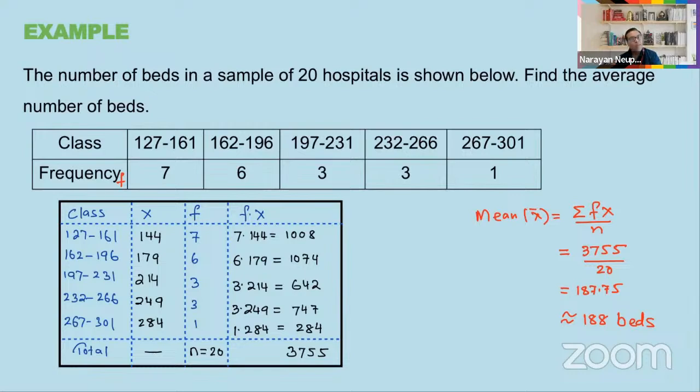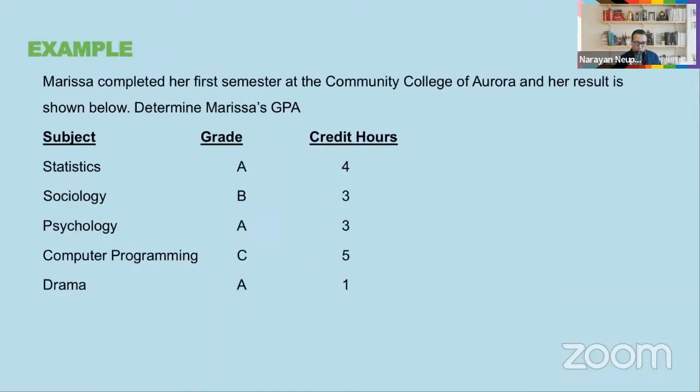I was giving you the example of the GPA, the grade point average. We have an example based on that. So here we have the data. Marisha completed her first semester at Community College of Aurora and her result is shown below. We have to determine Marisha's GPA. So here we have the different subjects she has taken. We have the grades, the letter grades, and the credit hours.